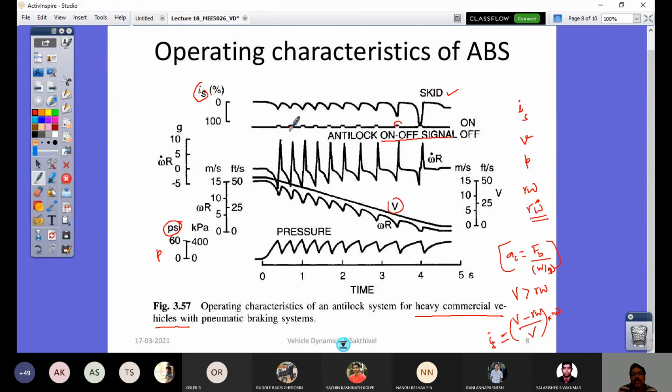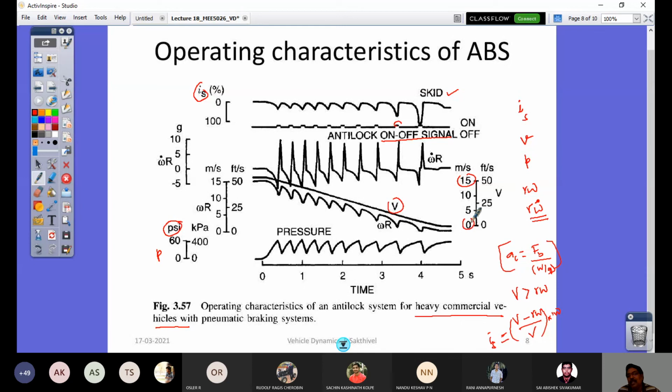That you can see. If this is 1 second, it's not 1 second. Look at this horizontal scale. It's 5 seconds. In 5 seconds, what has happened? The speed here, which is 15 meters per second, has dropped to 0.